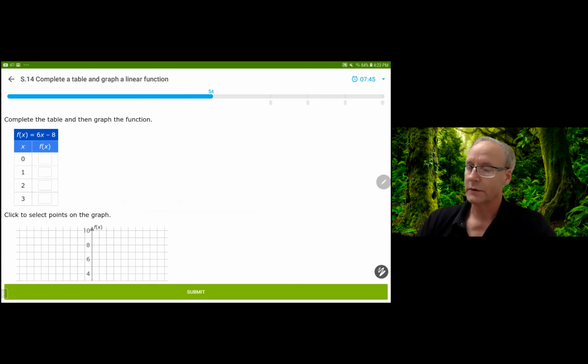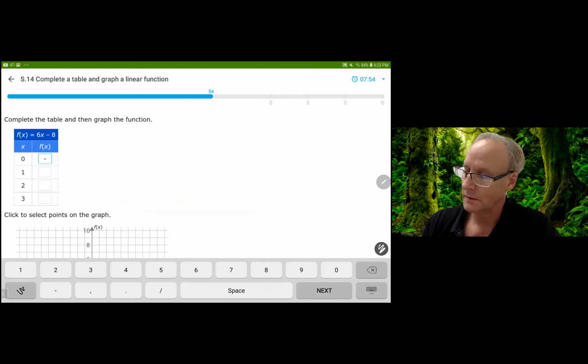This one, we're going to multiply by 6 and then subtract 8. 0 times 6 is 0, so we're just going to get a -8 here. And then we're going to multiply by 6 and subtract 8, so we're going to get -2. And then we're going to get 4. That's 12 minus 8 is 4. And 3 times 6 is 18. And when you take away the 8, you get the 10.